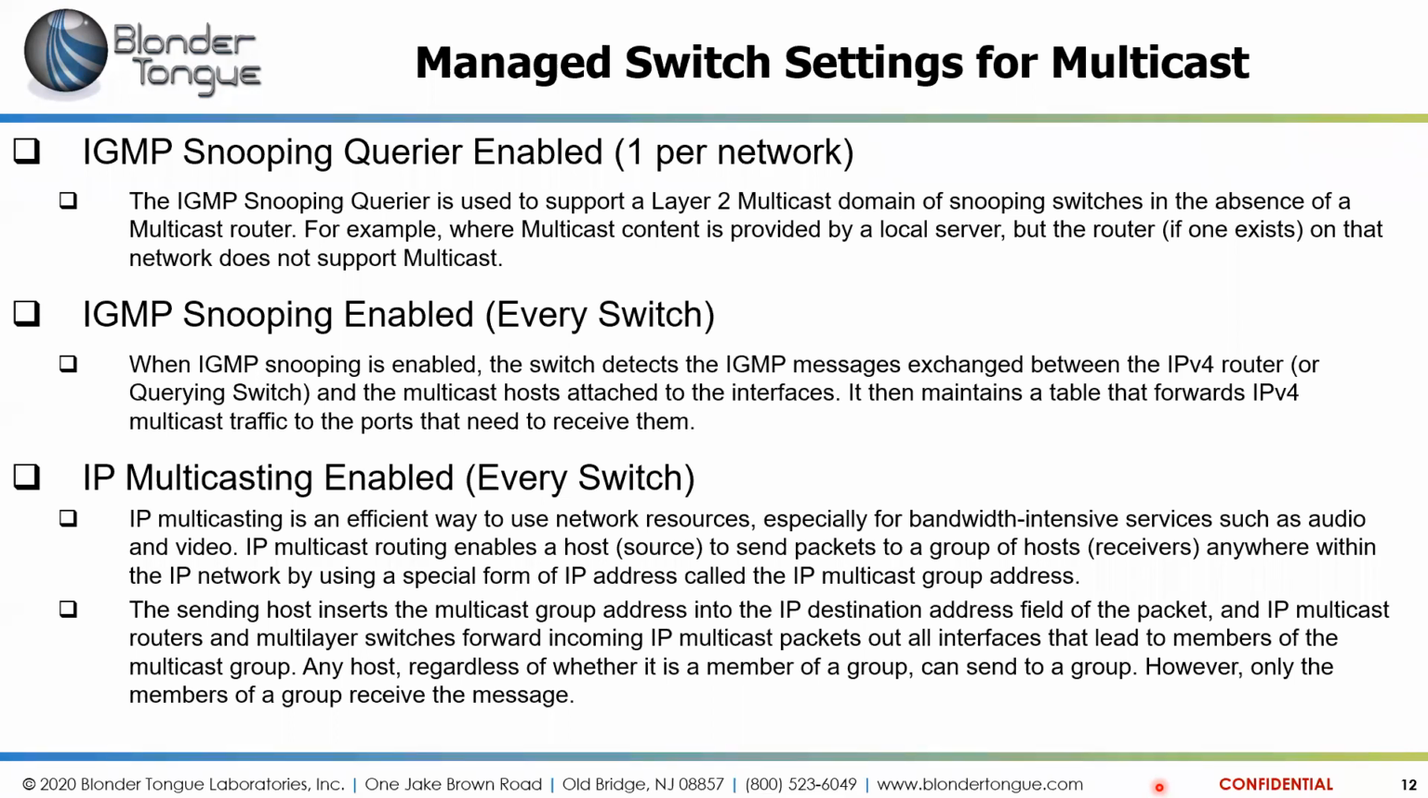So you need at least one switch per network enabled with the snooping querier to have a happy network, a good, robust IP network with multicast on it. The next setting is IGMP snooping enabled. Every switch on the network should have snooping enabled.